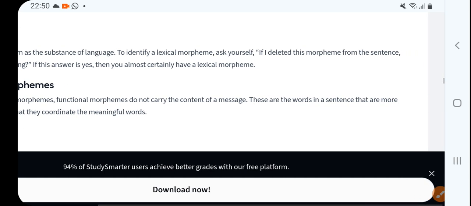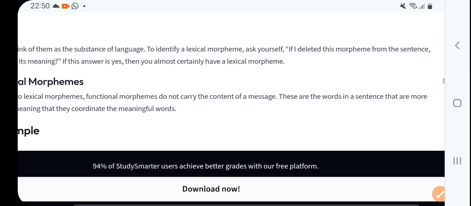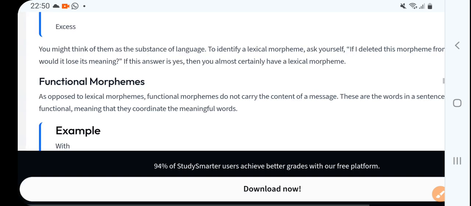To identify a lexical morpheme, ask yourself: if I deleted this morpheme from the sentence, would it lose its meaning? If the answer is yes, then you almost certainly have a lexical morpheme. It means that if a morpheme is deleted from the sentence and the sentence loses meaning, that word is a lexical morpheme.